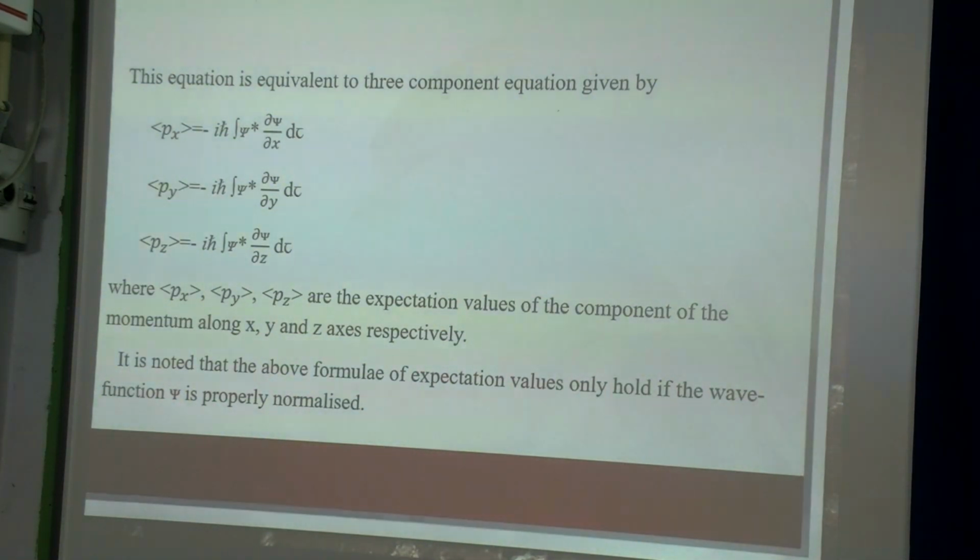Now for the x coordinate of momentum, we have Px equal to minus i h cross integral psi star dou psi by dou x d tau, and for Py, minus i h cross integral psi star dou psi by dou y d tau, and for Pz also minus i h cross integral psi star dou psi by dou z d tau. Here the left hand side Px, Py, Pz are the expectation values of the components of momentum along the three directions x, y and z respectively.